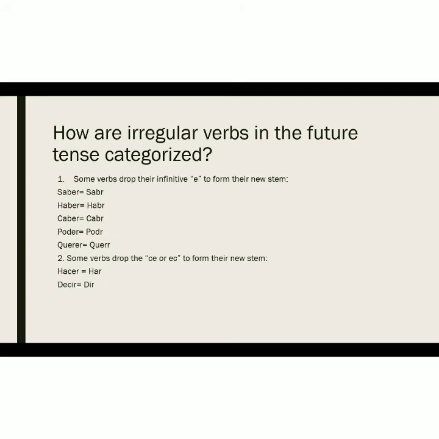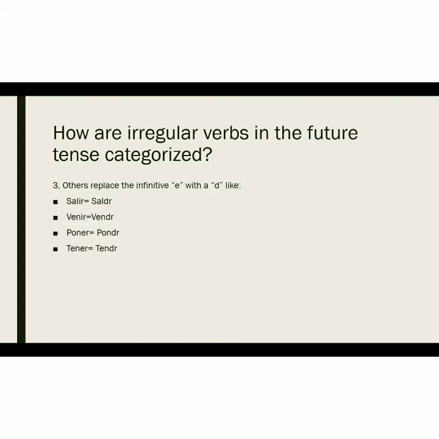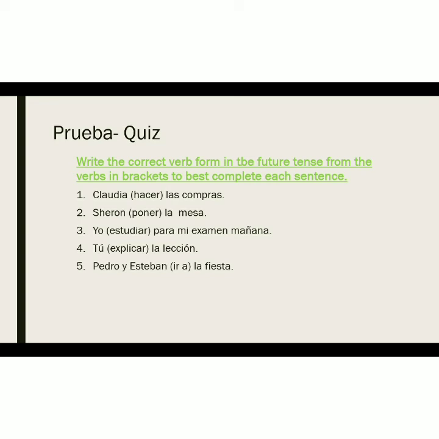How are irregular verbs in the future tense categorized? 1. Some verbs drop their infinitive e to form their new stem. Here's a list: saber, haber, caber, poder, and querer all drop their e to form their new stem: sabré, habré, cabré, podré, querré. 2. Some verbs drop the ce or the ec to form their new stem. Example: hacer, decir. They become har and dir. Others replace the infinitive e with a d, like salir, venir, poner, and tener: saldré, vendré, pondré, and tendré.